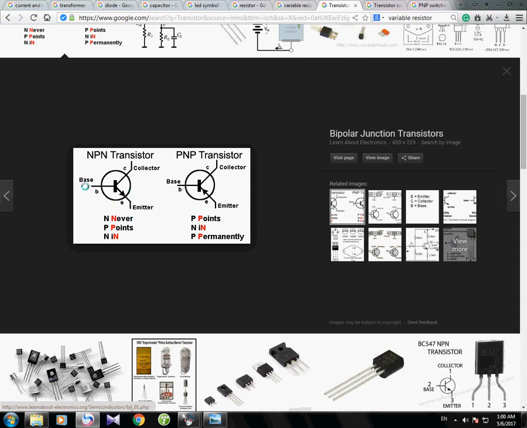If the base is triggered, that means for an NPN transistor the positive power supply is connected to the base, or in case of a PNP transistor the negative terminal of the power supply is connected here, then the collector to emitter resistance will decrease. So current will flow through this path very easily. So collector to emitter will be like a conductor. So when we trigger the base, the respective circuit that is connected with collector and emitter will turn on.